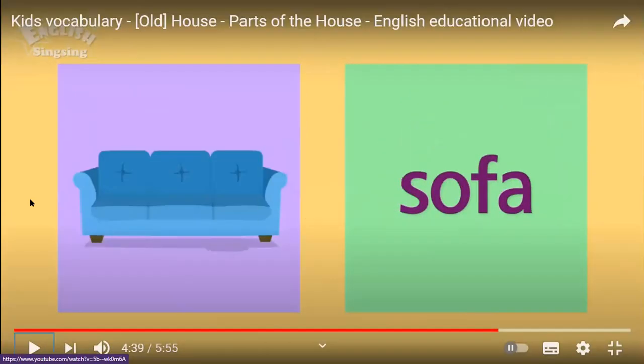Sofa. Qué largo es el sofá, sofa. Y el otro que nosotros llamamos sillón, le decimos armchair. ¿Se acuerdan del primer video? Armchair. Okay, so this is sofa.